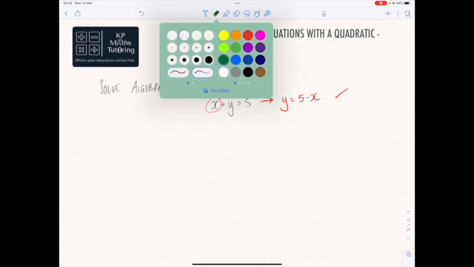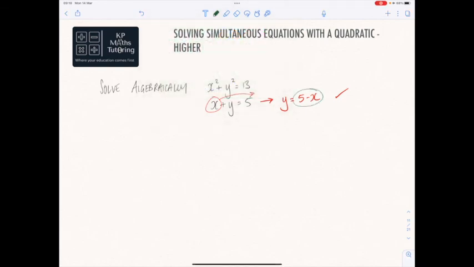From here, what I do is I take that, and I'm now going to change y for that, which means I'm changing that y value to 5 minus x. So I'm saying x squared plus my y value, which is now 5 minus x, all squared, is equal to 13. So I've taken that new rearrangement and substituted it into the top.